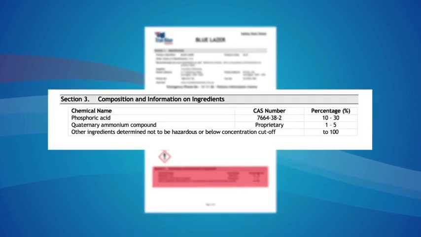Section 3 discloses all the ingredients which make a product hazardous, listed in quantity order from the highest percentage to the lowest. It's important to note that this is not a full composition disclosure, only those that pose a risk to the user when exposure occurs.